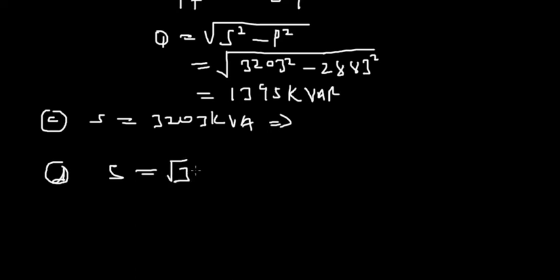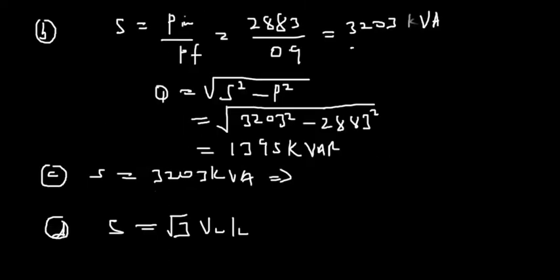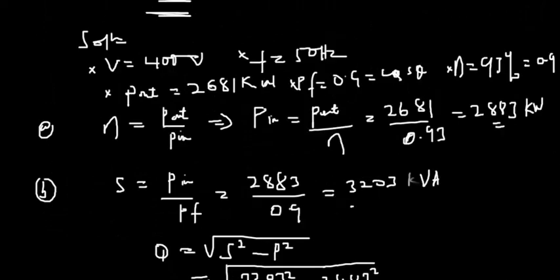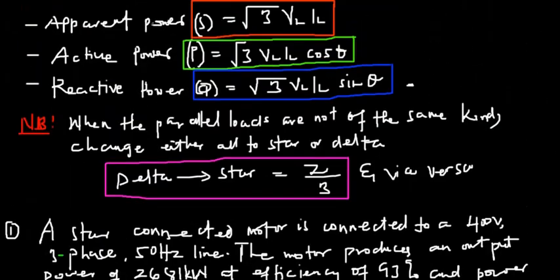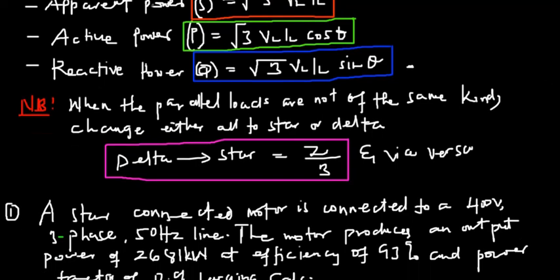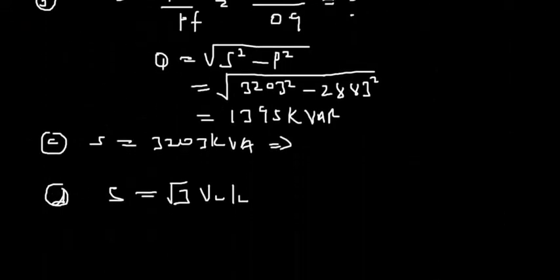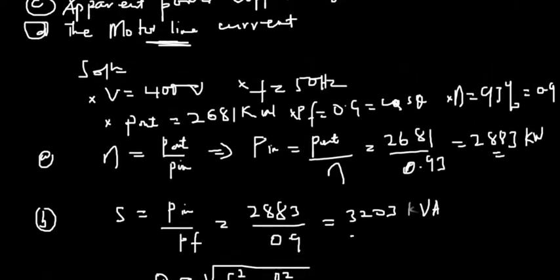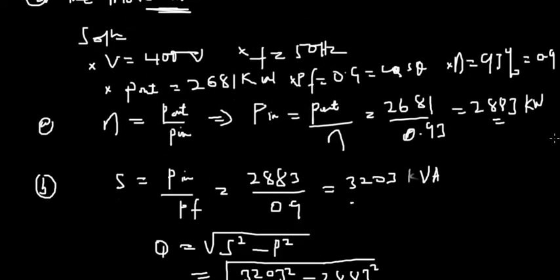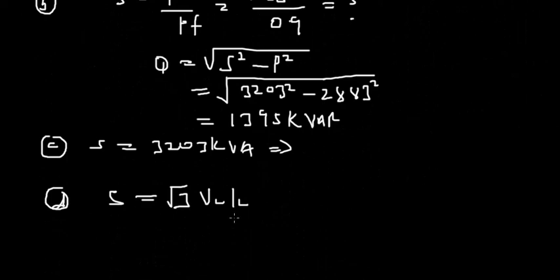Root of 3, and then VL IL, that's the apparent power. That's why initially I stated that you can use the apparent power formula to verify your apparent power for the C. And then we have to calculate the motor line current, so we have IL.